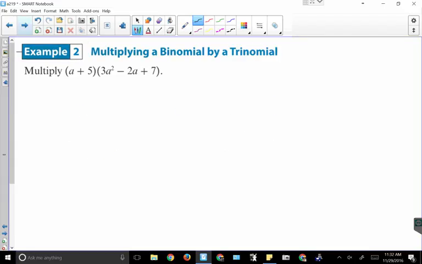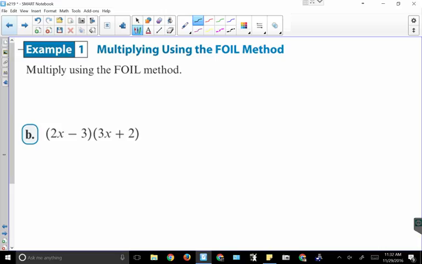Take a look at this one. Now, I got to multiply a binomial by a trinomial. It really doesn't matter on this one either. If I come at this from the, whoops, hold a sec. Oh, darn, I missed that one. Oh, that's easy enough. I can do that, can't I? What's that times that? 6x squared.